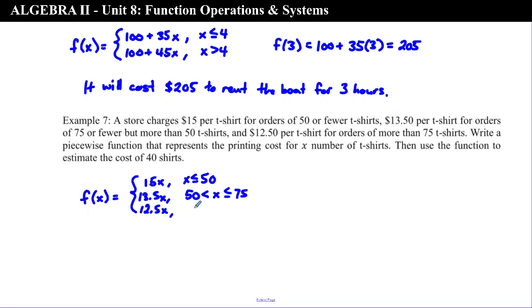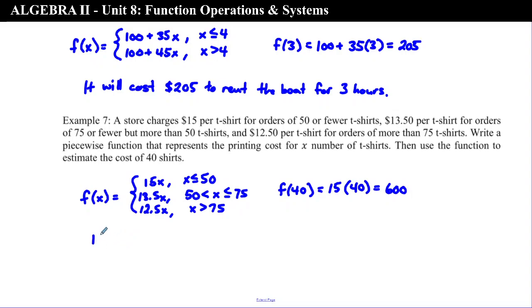And this is pretty common. It's pretty common to find that your amount gets discounted as you buy in bulk. The more shirts you buy, the less each shirt's going to cost. Now we want to find the cost of 40 shirts. Well, f of 40 is going to fall in the bottom one. So we'll have 15 times 40. It'll cost $15 per shirt for all 40 of those. So the cost will be $600.